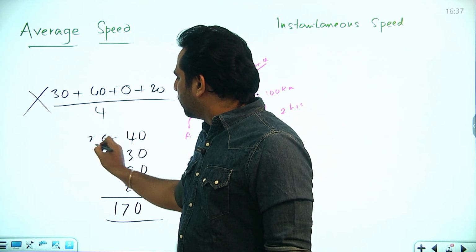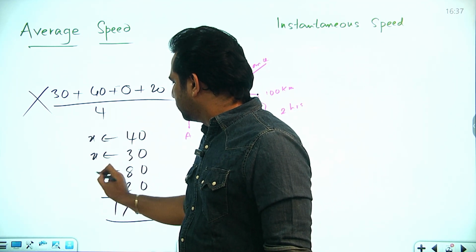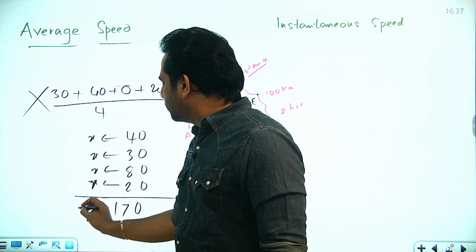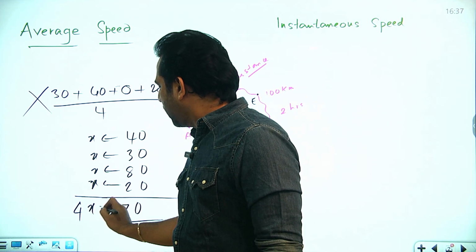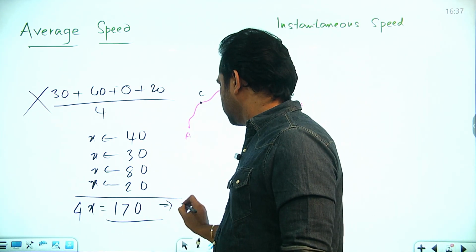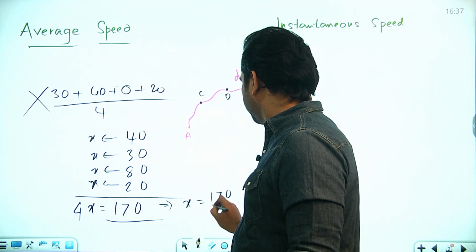So let that common score in each subject be X. Add up all the values, so it will be 4 times X. So what is that X, such that 4 times X is giving you 170? So X is equal to 170 by 4.